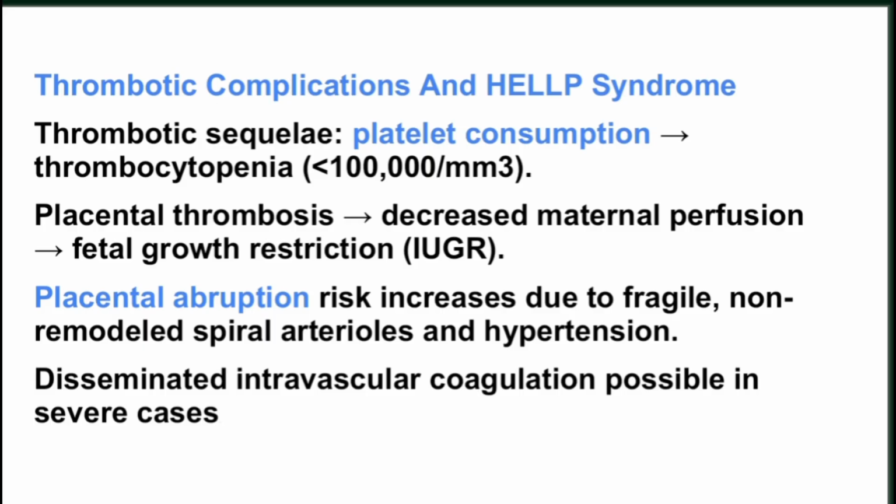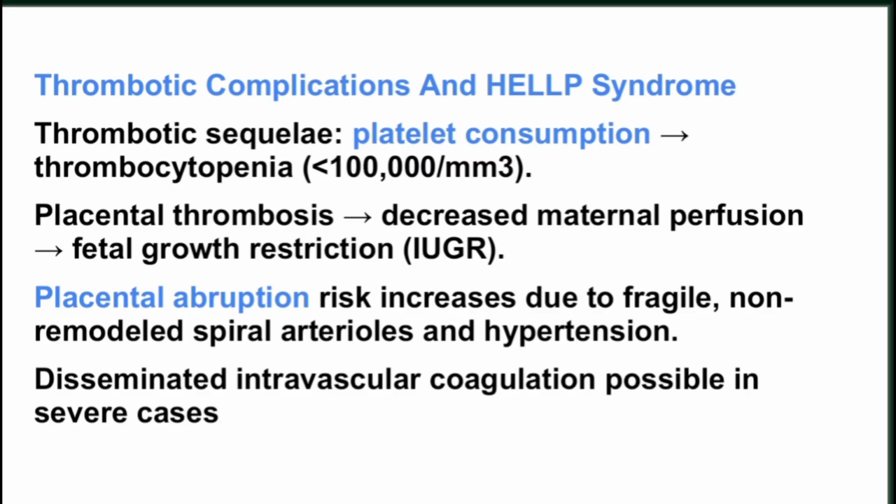So there's going to be thrombotic sequelae, so platelet consumption, and also thrombocytopenia, which is just a platelet count less than 100,000 per cubic millimeter, and there's also going to be placental thrombosis. So there's going to be decreased maternal perfusion, which can cause fetal growth restriction, and placental abruption is a risk. It becomes a risk because there are increased non-remodeled spiral arteries and hypertension, so it makes it more fragile. Okay, so there's the disseminated intravascular coagulation, which is possible in severe cases.